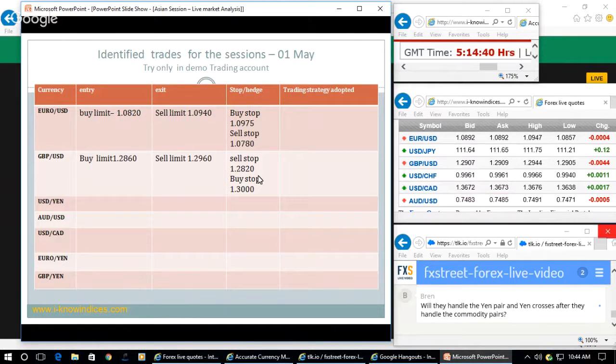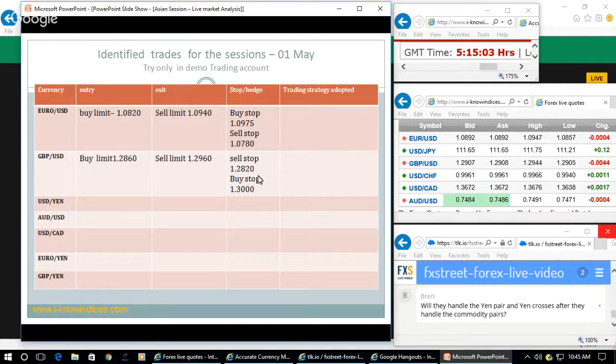Now the trades for the day: when they make a breakout above the initial high or below the initial low, we can do either-way trades. Above the initial high, we can take a sell. Below the initial low, we can take a buy. And do either-way trades.